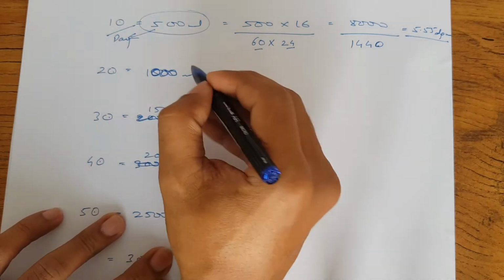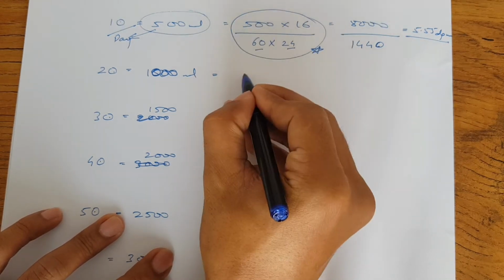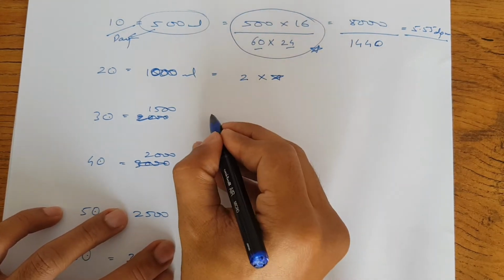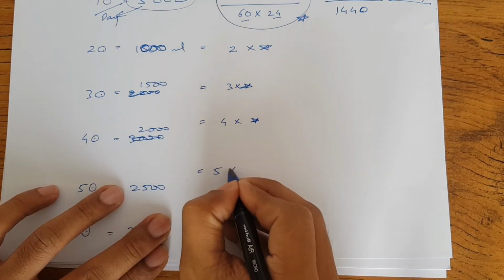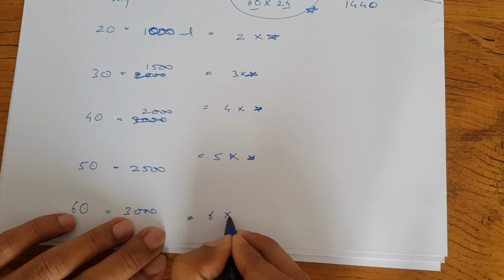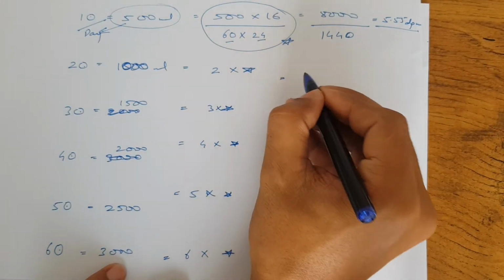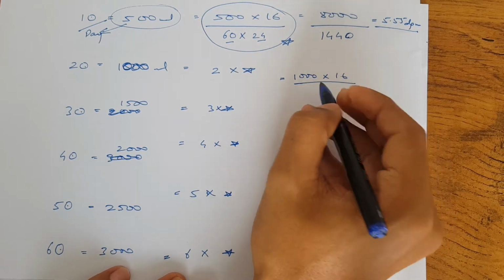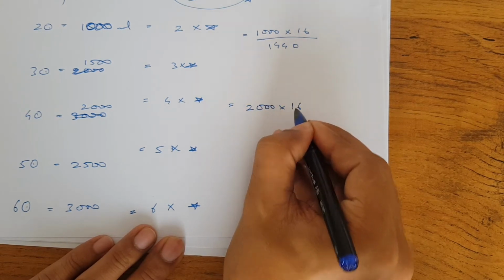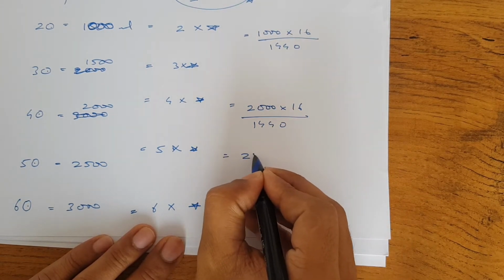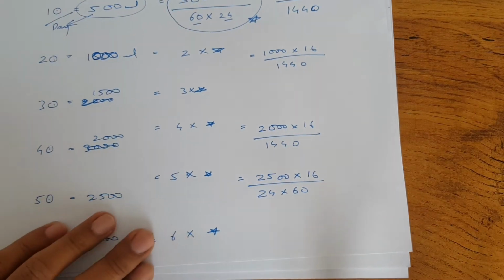Now for 2, you have to multiply this whole thing. Let's say this is star: 2 into this whole star, 3 into this whole star, 4 into the star, 5 into the star, 6 into the star. Or the other way of writing is 1000 into 16 by 1440. Here it'll be 2000 into 16 by 1440. This will be 2500 into 16 drops, 24 hours, 60 minutes, right?